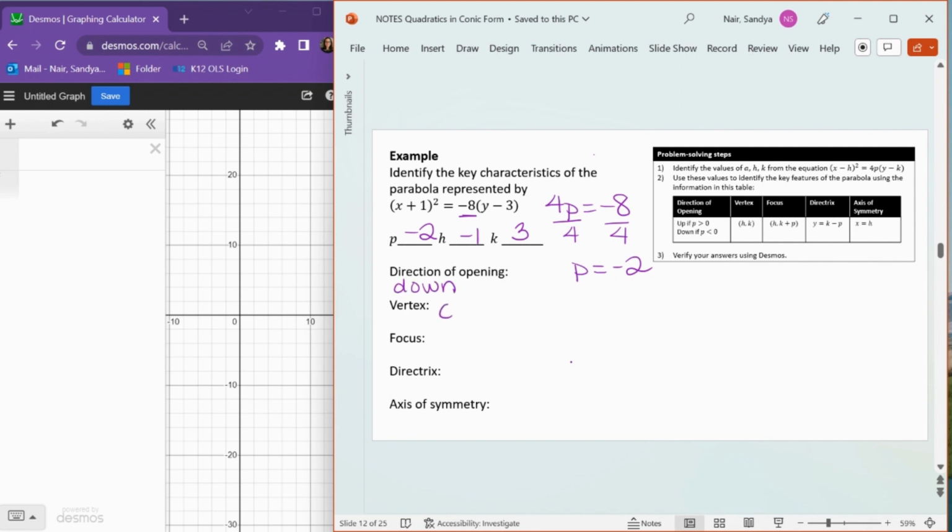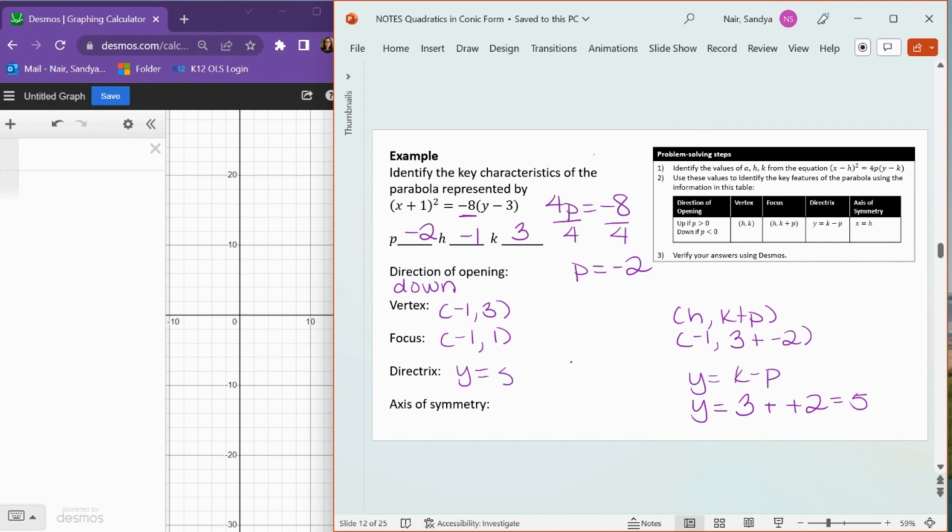The vertex will be at (h, k), so that's (negative 1, 3). And then to figure out the focus, we're going to use this idea of h and then k plus p. So the value of h we already know is negative 1, and k is 3, and then we have plus p, which is negative 2. So that's going to be negative 1, and then 3 plus negative 2, which is 1. So the directrix is going to be y equals k minus p. So that's going to be y equals the value of k, which is 3, and then minus p, so minus negative 2. Minus negative will turn into a plus, so 3 plus 2 will be 5. So we have y equals 5.